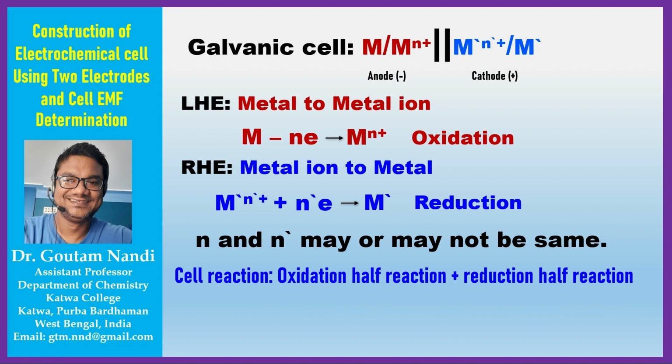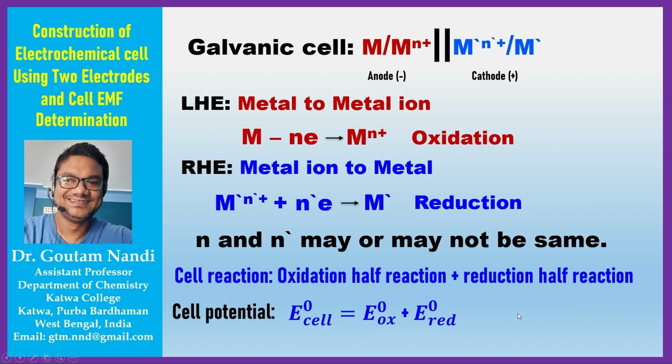How can we get that value? E0 cell can be calculated by summing up the E0 ox and E0 red values. E0 ox means the standard potential value of the oxidation half reaction, and E0 red is the standard potential value of the reduction half reaction. So E0 cell will be E0 ox plus E0 red.